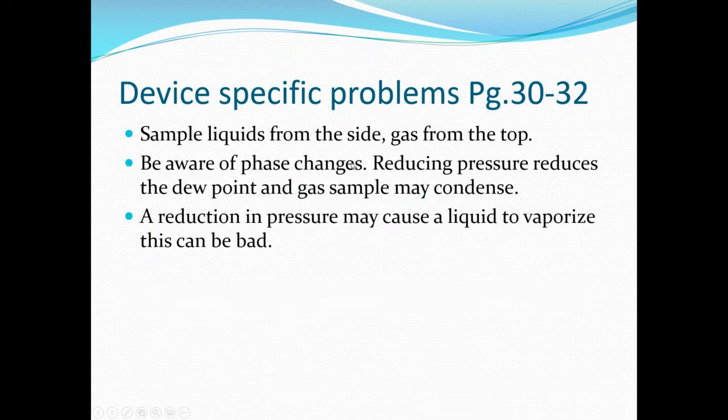Okay, device specific problems. Again, this kind of involves making sure that you have the sample appropriate in phase and condition for the analyzer. So sample liquids from the side, gases from the top, things like that. Be aware of phase changes. Reducing pressure reduces a dew point, things like that. So you can get condensation. We don't want that. Reductions in pressure may cause a liquid to vaporize. Again, if you've got a liquid analyzer and you reduce the pressure, just like an aerosol can, it's high pressure inside the can, you press the valve, it's low pressure outside the can, it turns into a gas. Of course, that could be a problem if the liquid analyzer is looking for a liquid.